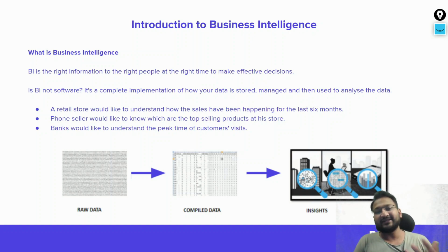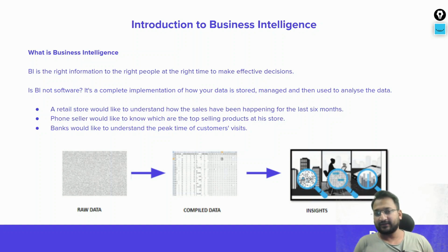For example, a retail store would like to understand how the sales have been happening for the last 6 months. Whether my sales have gone up, they have gone down, they have been stagnant. He will be able to get those answers by analyzing the data.